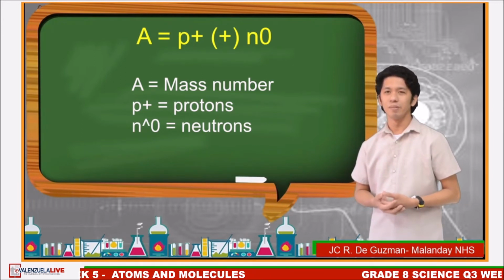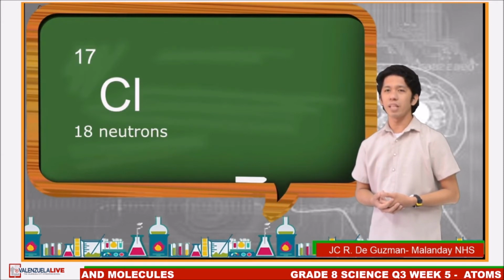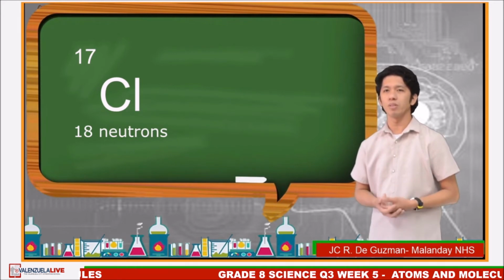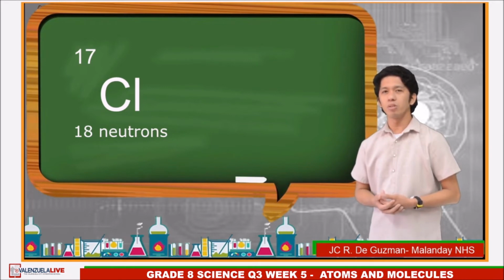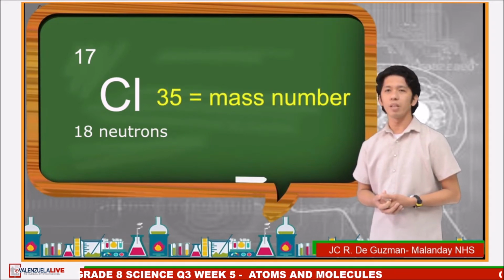For example, chlorine has 18.45 neutrons and is 17th on the periodic table, which means it has 17 protons. If we add its neutrons with the protons, we will get 35.45 as the atomic weight of chlorine.